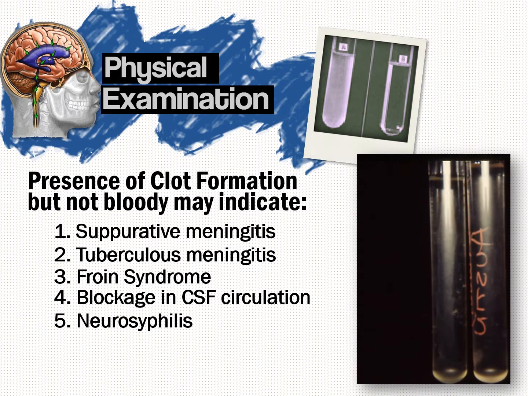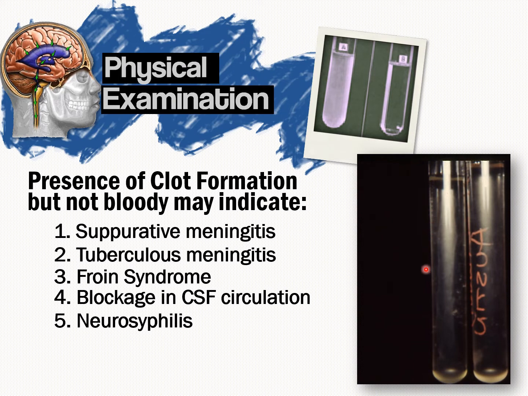The following conditions may show clot formation because of increased filtration of protein and coagulation factors, or because the blood-brain barrier is damaged, but it does not show a bloody appearance. So we have suppurative meningitis, tuberculous meningitis, Froin syndrome, a situation where there is complete spinal blockage in the CSF circulation, and neurosyphilis. This one is called the classic web-like particle appearance. Okay, I hope you can see it here.